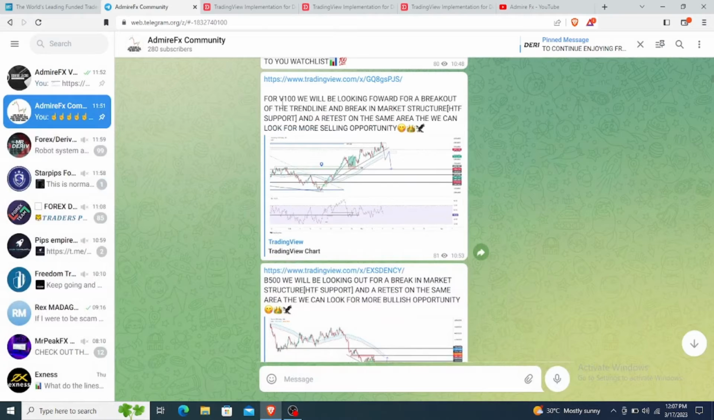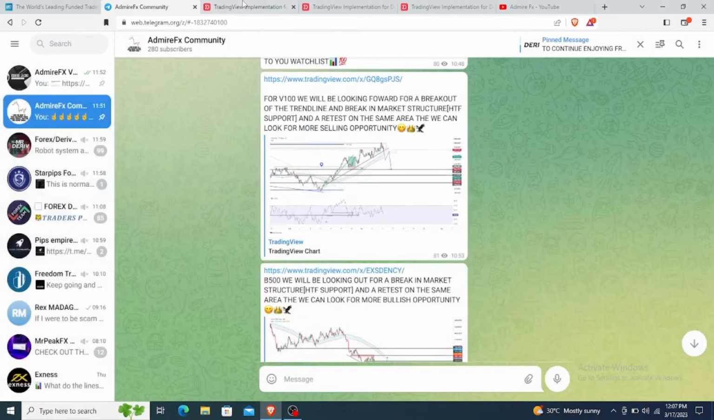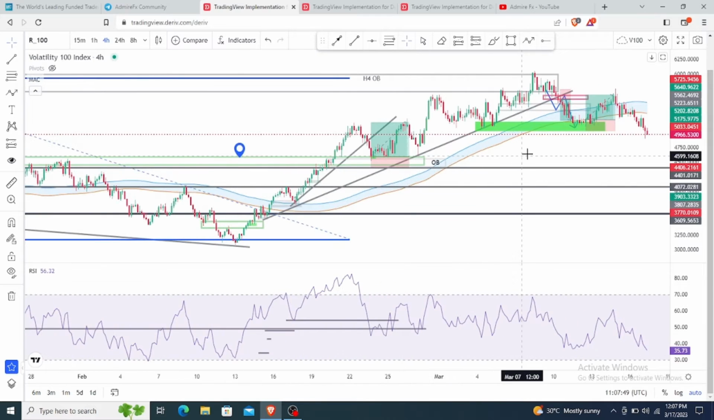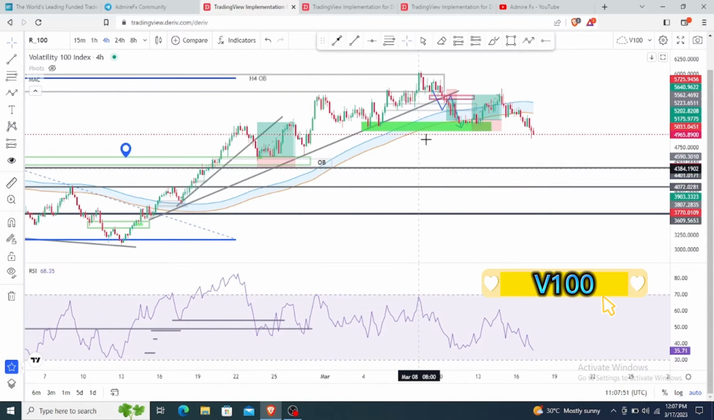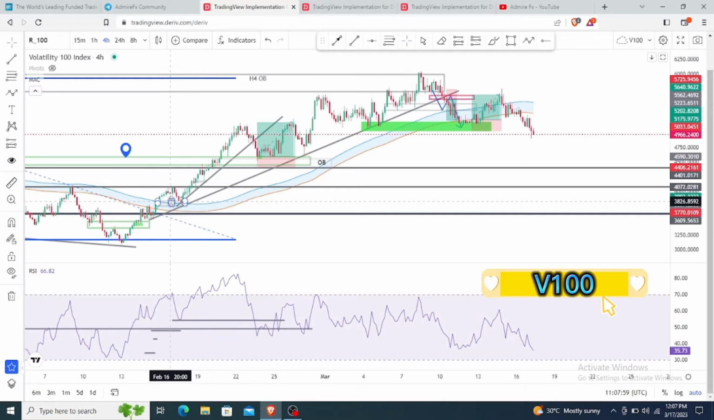So here I said you have a breakout of the trend line and a break of market structure in the higher time frame, and a retest of the same trend line before we can look for selling opportunities. So this was a projection which I sent them. I'm going to show you on our V100 how price later played out. So here it is. You see we have been sending sell signals even to the group, and everybody actually made money. So here is a trend line. The trend line was being drawn.